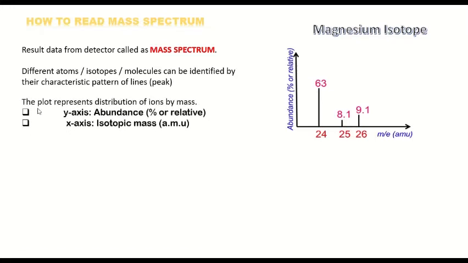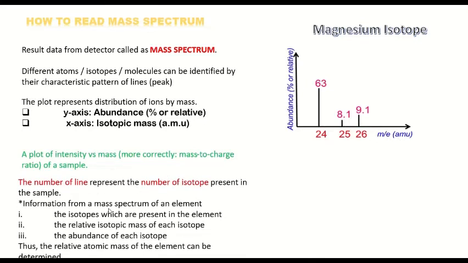So next, ini yang Brandon cakap tadi, the plot represent distribution of ions by mass. Y-axis abundance, x-axis adalah isotopic mass. Okay, ataupun yang lebih complicated kita kata a plot of intensity versus mass. More correctly, mass to charge ratio of sample. Di bawah ni sebenarnya mass to charge ratio lah. Okay, so the number of line represent the number of isotope present in the sample, as I said before this.